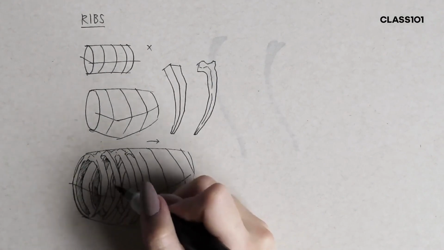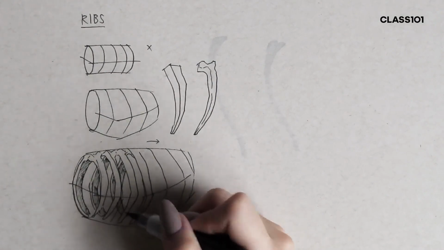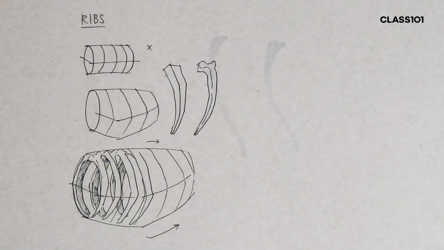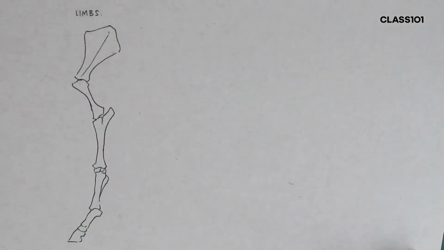And if you guys do decide to render out the rest of these ribs, make sure that you're maintaining the volume that you've established. Okay, last but not least, we have the limbs. So here we have the front and the hind legs.